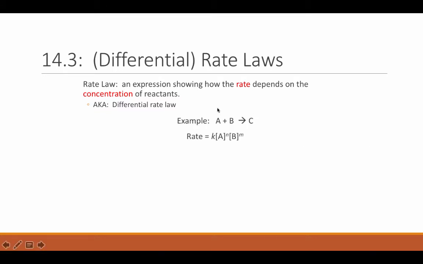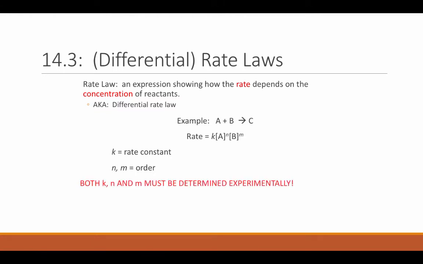If we have a reaction, A plus B yields C, our rate law can be written as follows. Rate equals k, which is our rate constant, times the concentration of A raised to some power times the concentration of B raised to some power. n and m here represent the orders of the reactants, which we'll discuss a bit later in this video. It's important to note that k, n, and m must be determined experimentally. You can't simply look at a reaction and its stoichiometry and determine values for k, n, and m. In a future video, we'll talk about how to determine k, n, and m.